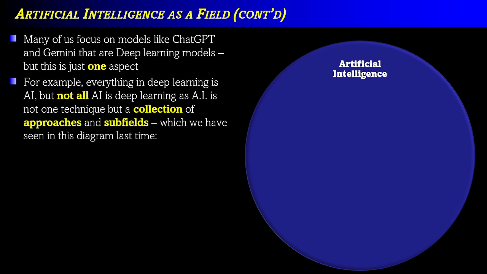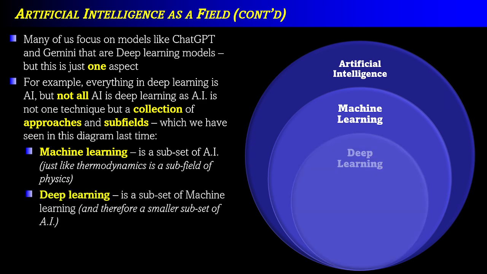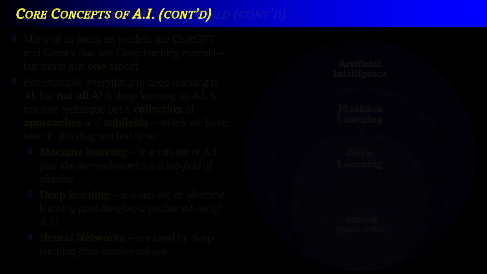For example, everything in deep learning is AI, but not all of AI is deep learning, as AI is not one technique, but a collection of approaches and subfields, which we have seen in this diagram in part 1 of this unit. Machine learning is a subset of AI, like thermodynamics is a subfield of physics. Deep learning is a subset of machine learning, and therefore a smaller subset of AI. And neural networks are used by deep learning, and therefore another subset.